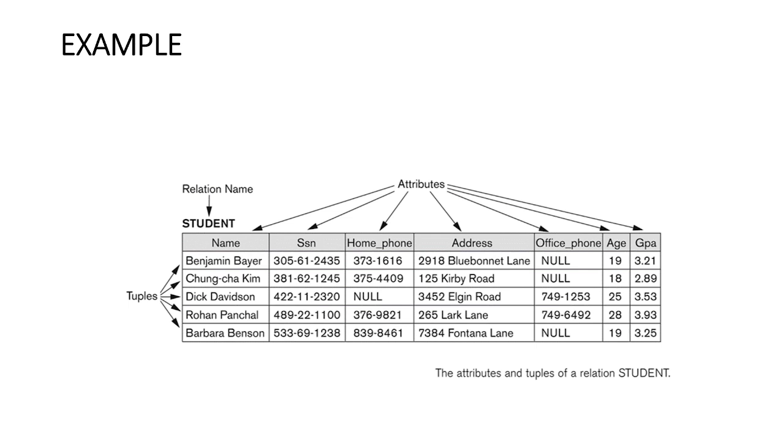So totally, in this relation, there are 5 tuples. And Name, SSN, Home Phone, Address, and everything else are going to be called attributes. So these are the attributes and the tuples of the relation Student. Student is the relation name. This is how you have to call it.